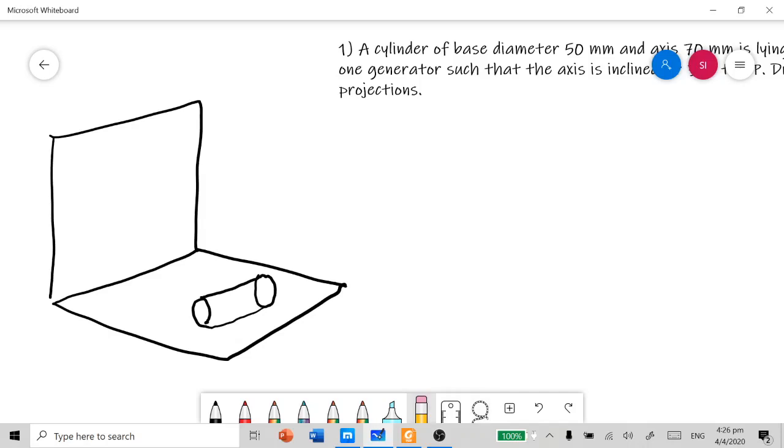So the cylinder is resting on HP by its side generator, and meanwhile the axis is inclined at 30 degree to VP and parallel to HP. Just imagine, when a cylinder is simply lying on the HP, automatically its axis is parallel to HP, and in this case the axis is inclined at 30 degree to VP. So this is what the question says.